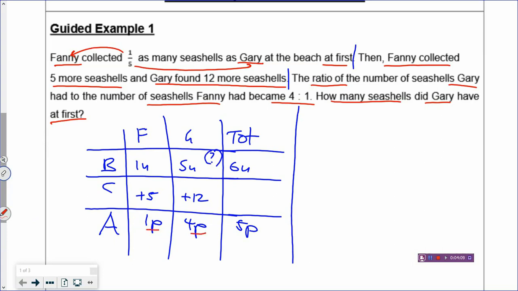Okay, make the parts equal. So you're going to take one part and you times 4. But do take note that Fanny doesn't have 4 parts in the end. You are just trying to make the parts equal so that when you draw the model, it is easier to draw. So your one part times 4, so in the whole column, everything also times 4.